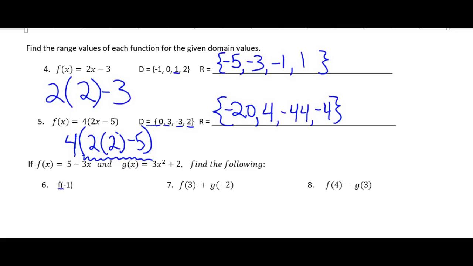When you go through all 4 of the inputs, you end up with these 4 range values. I'm kind of skipping over things just to speed this video up a little bit, but there you go. There is your range, all 4 outputs for these 4 inputs.